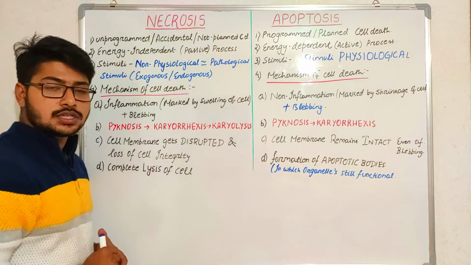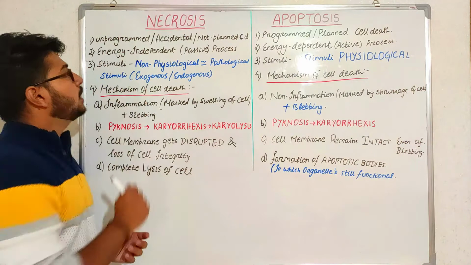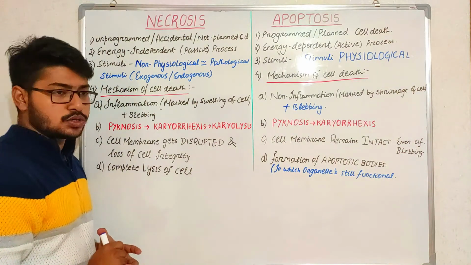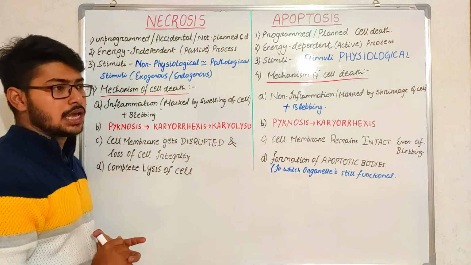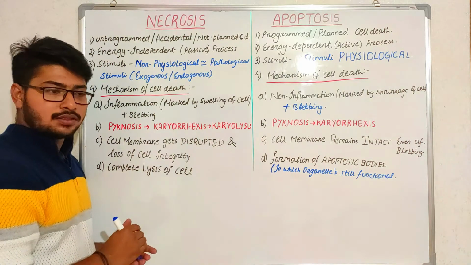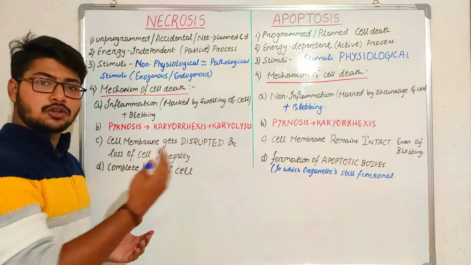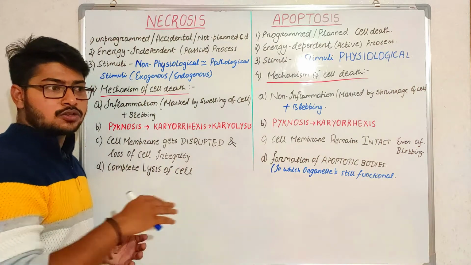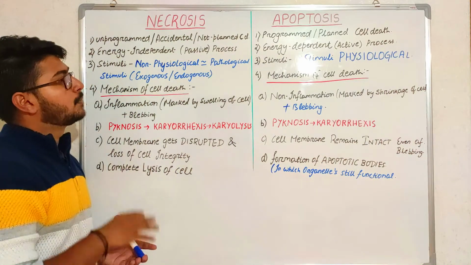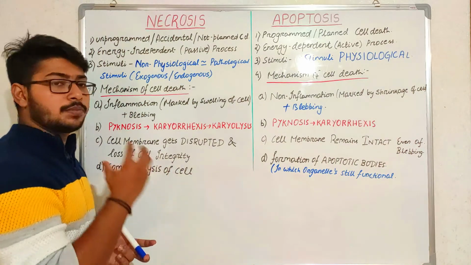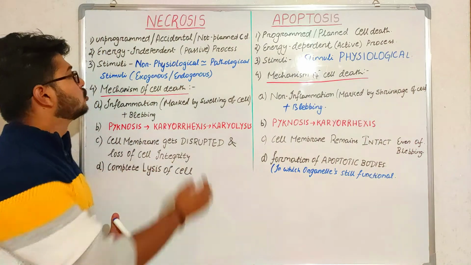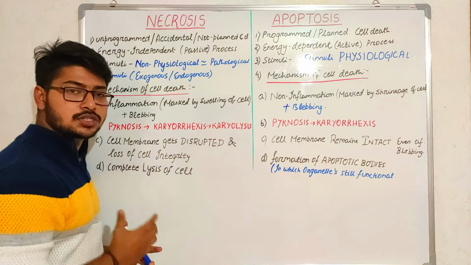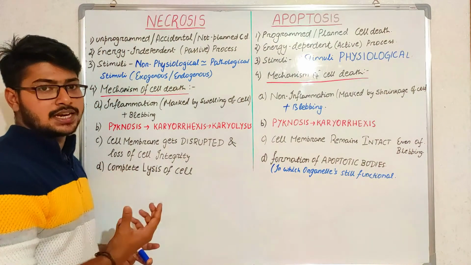Next, necrosis is an energy independent process. Why is it energy independent? Because when the stimuli is coming, the cell does not know that the pathological stimuli is coming and is going to affect the cell. So without the knowledge of the cell, there will be lysis or death of the cell. So it is an energy independent or passive process of cell death.